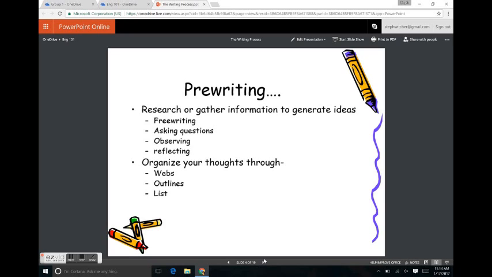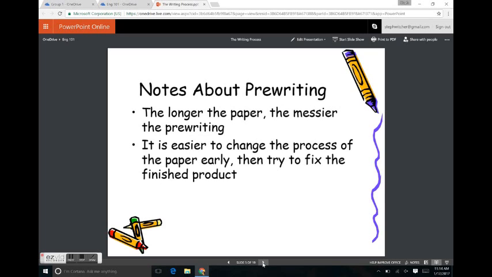If you have multiple ideas and you're not sure which one to choose, you can always use a web, an outline, or make a list to then explore the different ideas you have and decide which one would be the best choice. Just a few things to keep in mind about pre-writing.